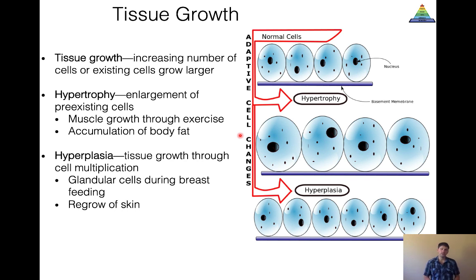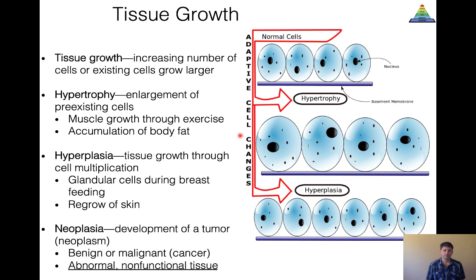The other term you'll need to know is hyperplasia. So hyperplasia is when we have tissue growth, but it's through cell multiplication rather than cells getting larger. So during breastfeeding, the gland cells replicate and make more and more gland cells. Or when we damage our skin and we need to regrow it. Or just as you're sitting there, your skin is sloughing off and new skin is coming up from the bottom.